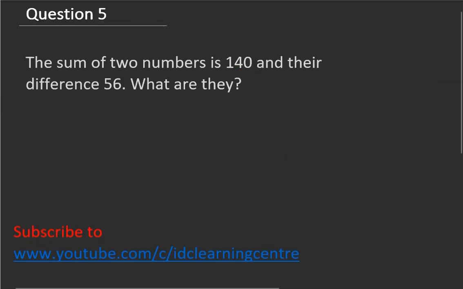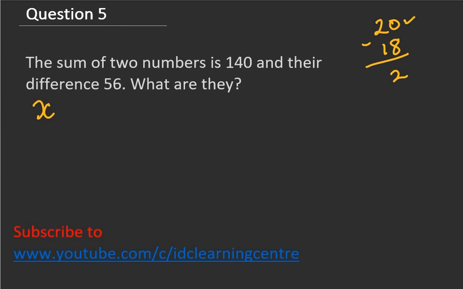Thank you. To question 5. The sum of two numbers is 140 and their difference is 56. What are they? Let the first number, the smaller one, be x. Let me give you this instance. If you have 20 minus 18, the difference is 2. In this simple question, you know that to get the larger one, which is 20, the smaller plus the difference will give you the larger. So if the smaller is x, the larger here will be x plus the difference, which is 56. That's why I gave this illustration.